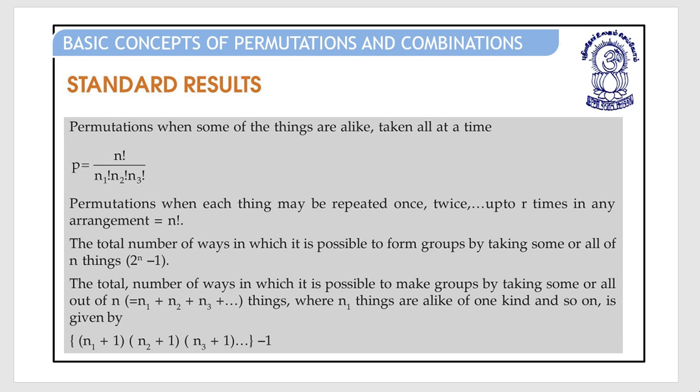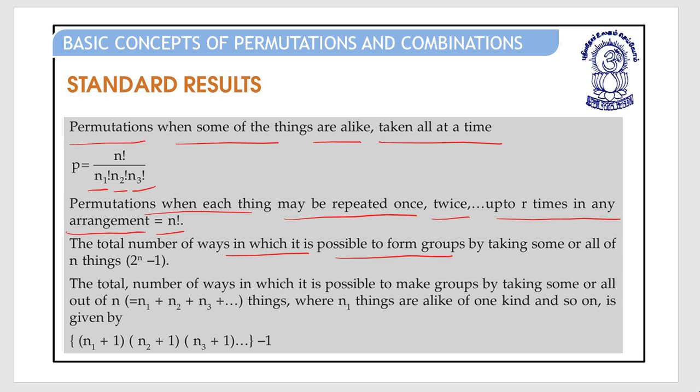Standard results. Permutations when some of the things are alike, taken all at a time, is equal to n factorial upon n1 factorial, n2 factorial, n3 factorial. Permutations when each thing may be repeated once, twice, up to r times in any arrangement is equal to n to the power r. The total number of ways in which it is possible to form groups by taking some or all of the n things is 2 raised to n minus 1.